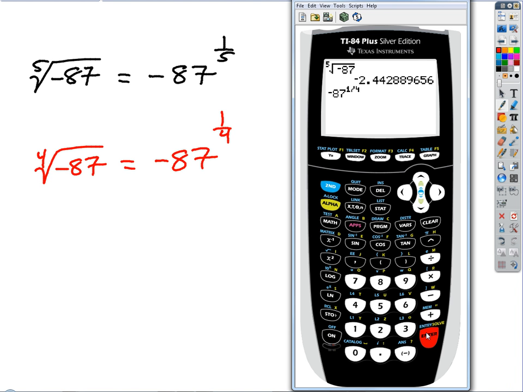So 87 to the 1/4 is 3.05 blah, blah, blah, and then it multiplied by -1. But if I put in parentheses, negative 87 to the 1/4, now it correctly tells me non-real answer, okay? What if you were to put parentheses around 1/4? That's optional, but I have to have them around the negative 87, because that's the number that I'm taking to that power, okay?